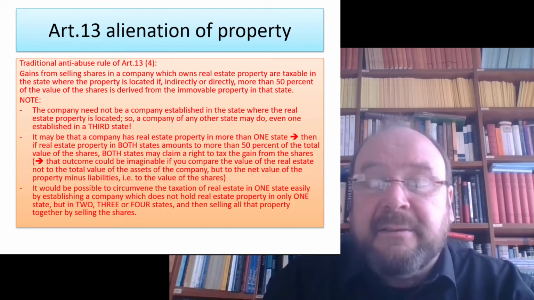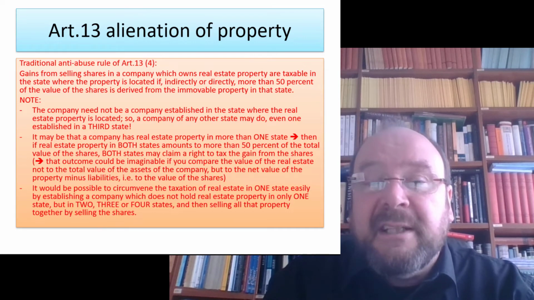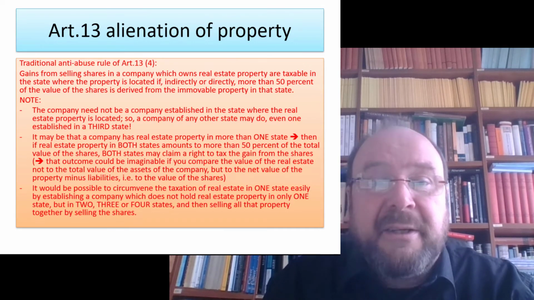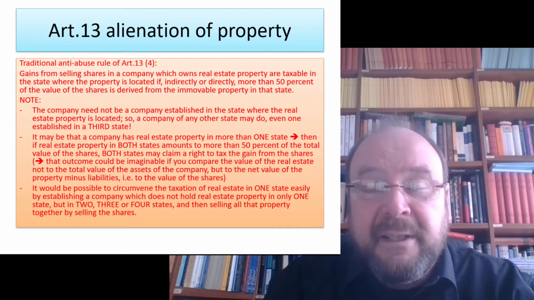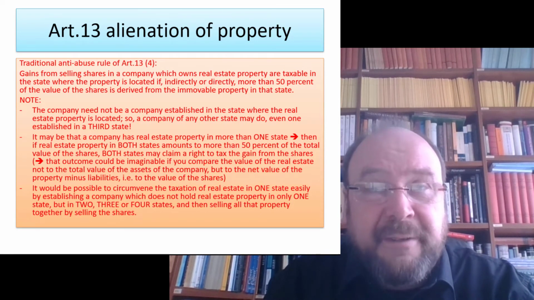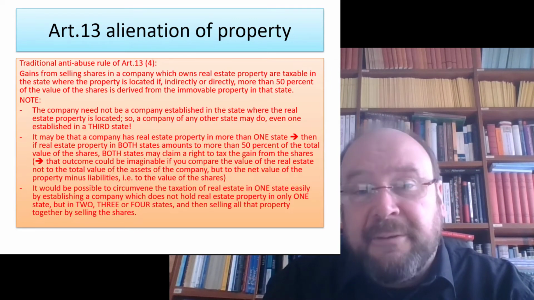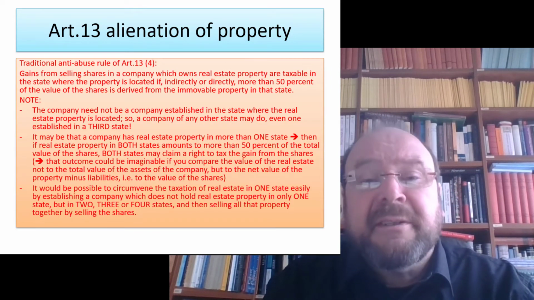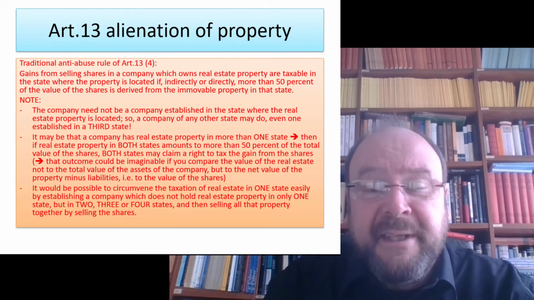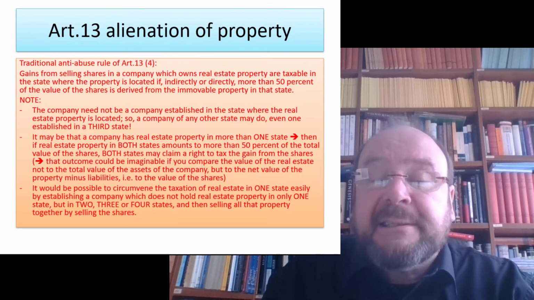State A then can invoke Article 13.4. State B can do the same. The house there is 500,000. The net value of the shares is 100,000. So they are far beyond that 50% threshold. And you have also State C claiming the right to tax the gain from the shares. Oh, yeah, so that's bad.